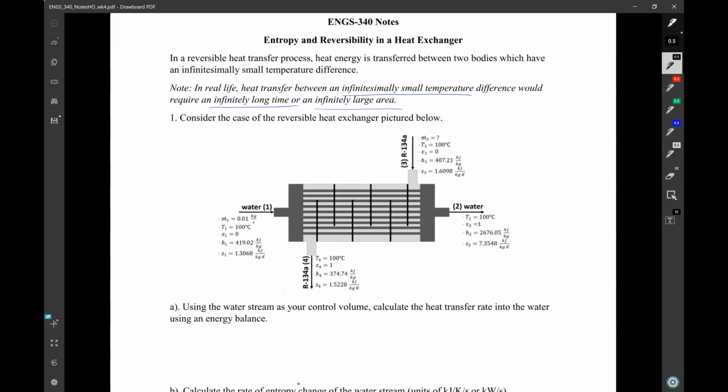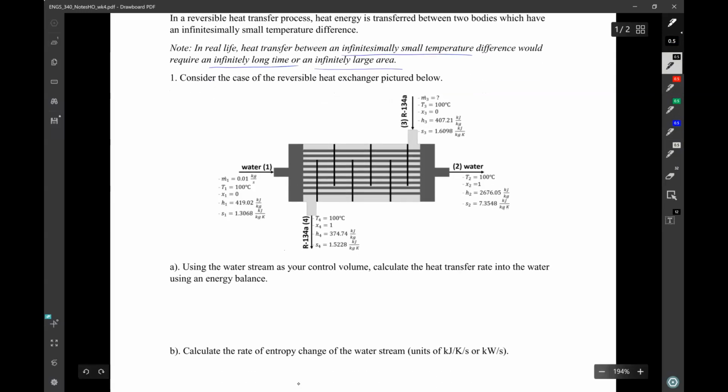So we're considering the case that's pictured here. Let's take a second to look at what's happening in this case. We have all of the properties for all of these different streams already labeled, so that we don't have to go back and do that. What we have here is water flowing through, say, these dark gray tubes, and our refrigerant flowing around the outside, along this curvy path over the tubes. And heat is being exchanged between these two fluids.